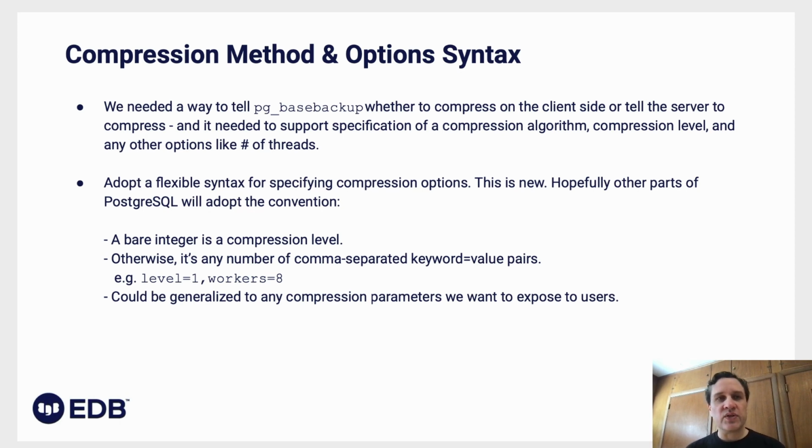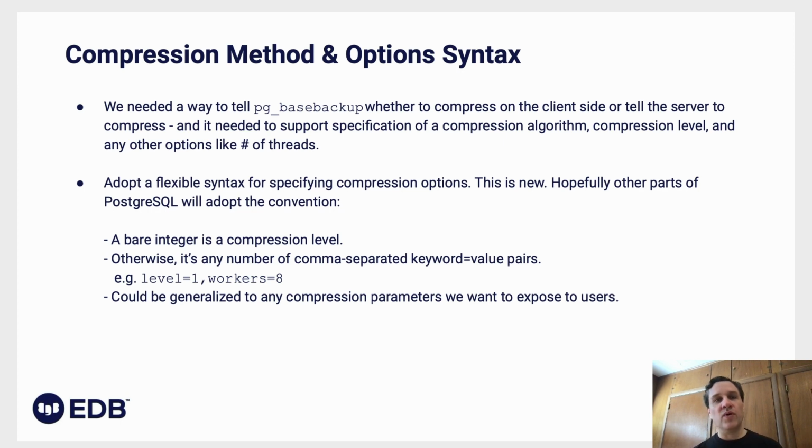But the syntax that we introduced here, I'm actually quite excited about. I hope other parts of PostgreSQL will adopt it because it's really quite flexible. So the compression method name is just the name. That's pretty simple. But then for the compression options, which are the part that follows the colon in the examples that I showed you previously, you can do one of two things. You can either just write a bare integer, and then that sets the compression level, or you could write a bunch of comma-separated keyword equals value pairs. Like, for example, you could write level equals 1, comma, workers equals 8. And then you would be setting the compression level to 1 and the number of workers to 8.